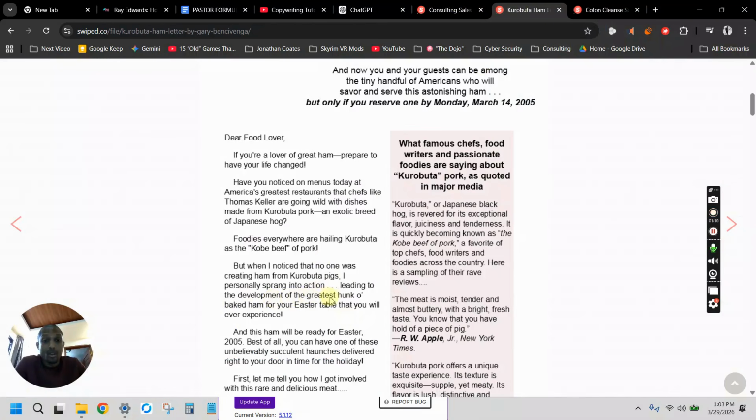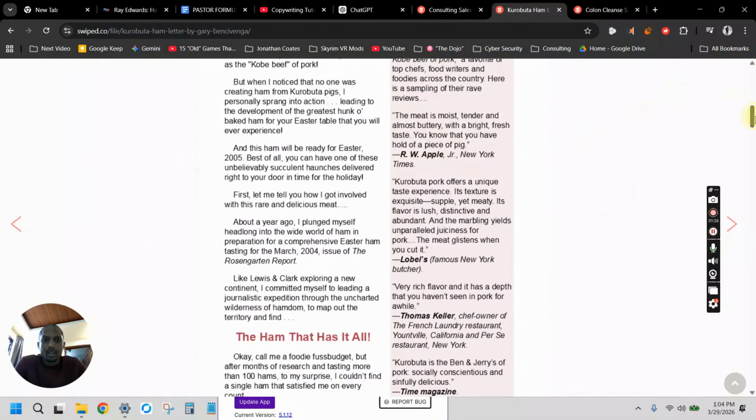Leading to the development of the greatest hunk of baked ham for your Easter table that you will ever experience. And this ham will be ready for Easter 2005. Best of all, you can have one of these unbelievably succulent haunches delivered right to your door in time for the holiday. First, let me tell you how I got involved with this rare and delicious meat.